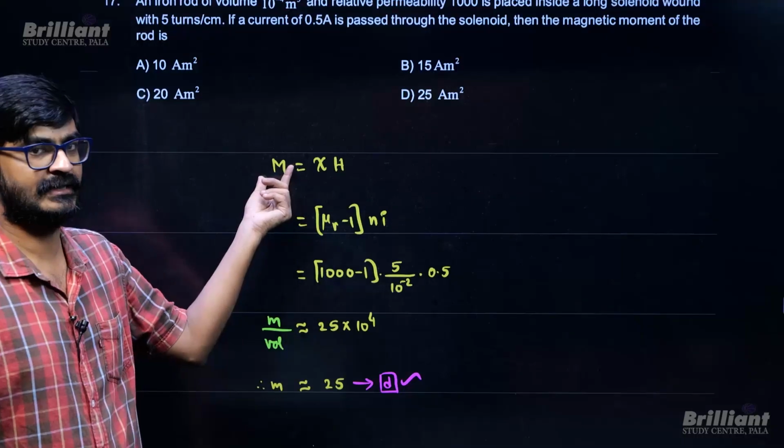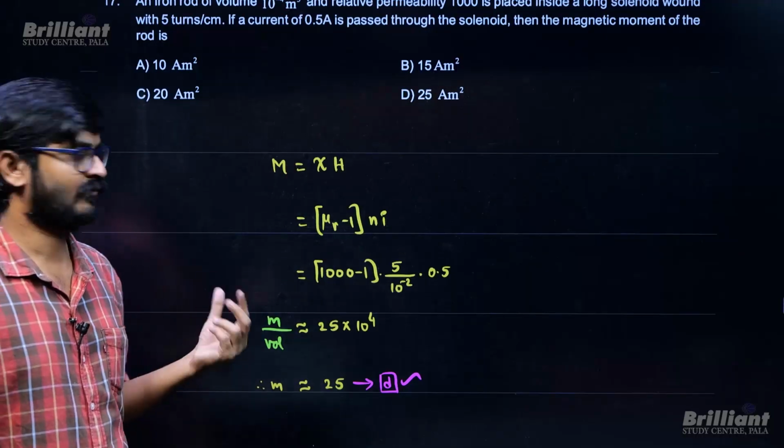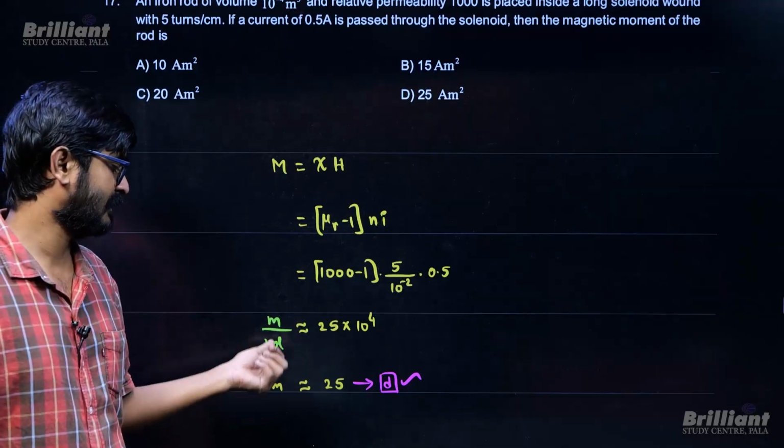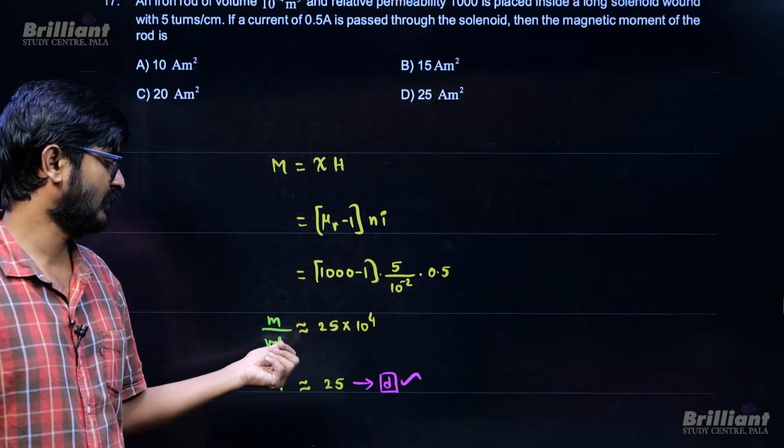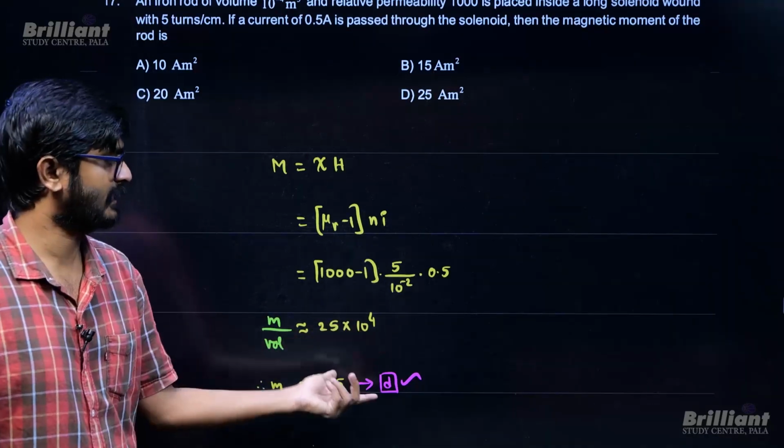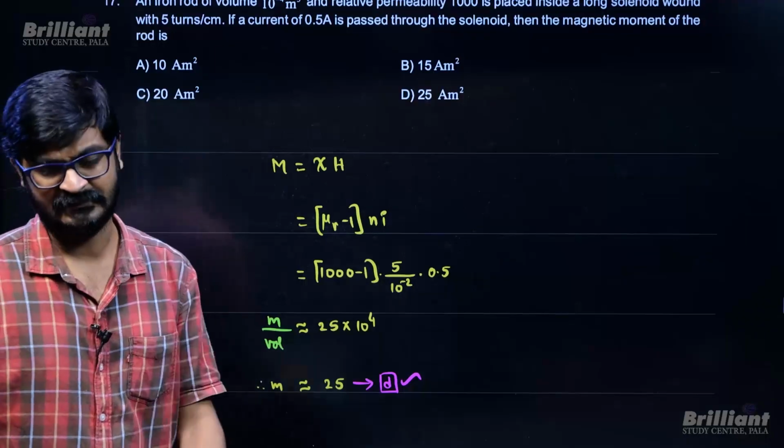But what is this? This is magnetization, that is net magnetic moment by volume. So net magnetic moment is going to be this much times the volume. Volume is given as 10 power minus 4. When you do the calculation, you will end up with the answer, right?